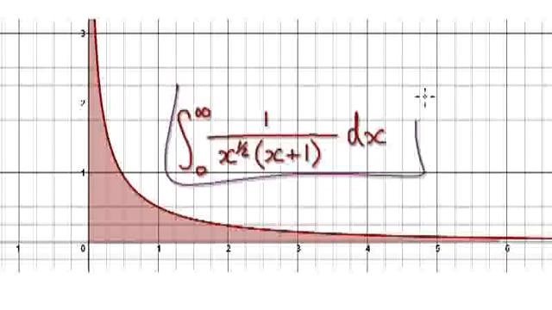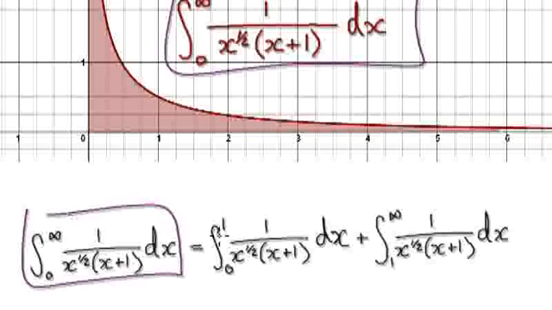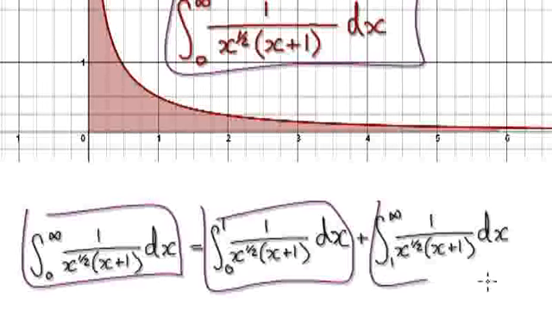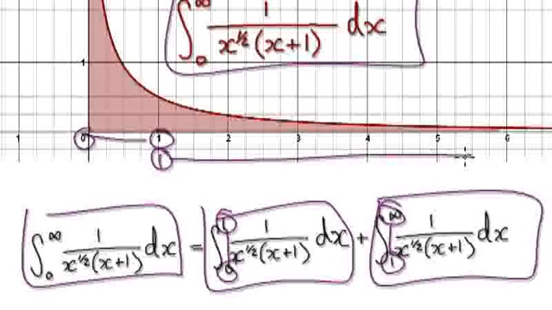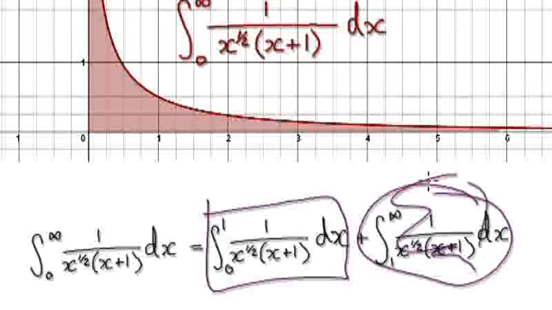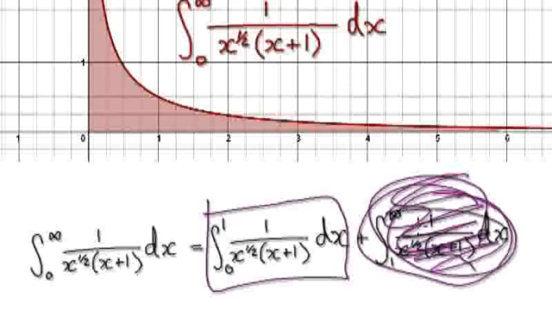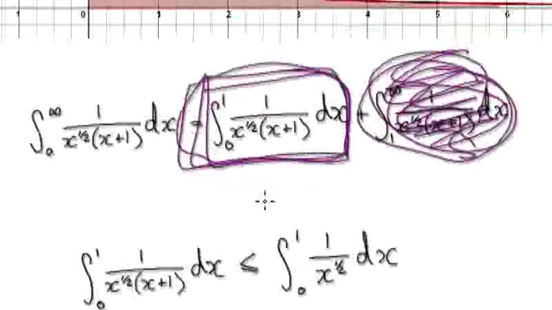Then we need to break this up into two separate integrals. One from 0 to 1, and the other one being from 1 all the way to infinity. Let's just randomly look at this one first. Later on, we will look at this thing here. So for the time being, forget about this. Let's just try and determine if this will converge or if this will diverge.